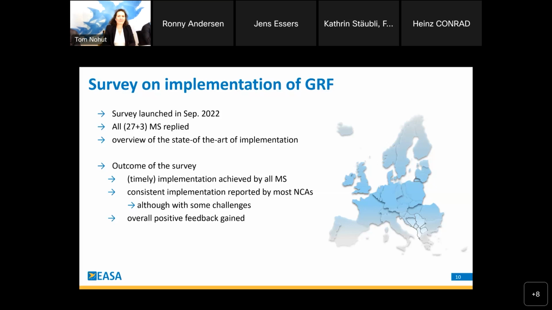In a nutshell, we could say that the outcome of this survey was very, very positive, because first of all, we found that all the member states achieved to implement GRF by the set deadline. The majority of the competent authorities reported the consistent implementation of GRF, even if with some challenges that we will see later on. And in general, we gained very good feedback from the majority of the authorities that participated in the survey.